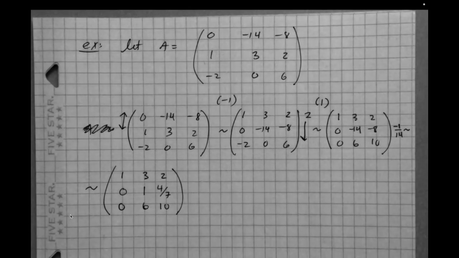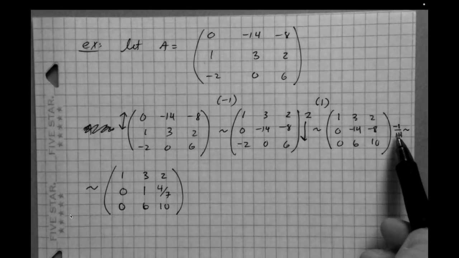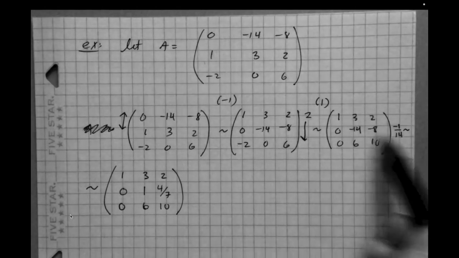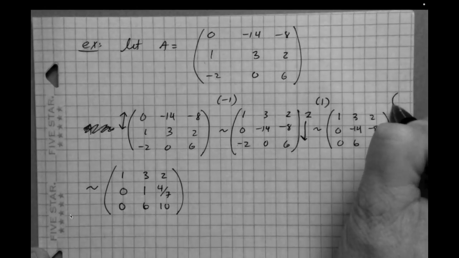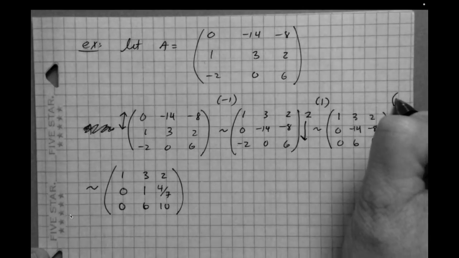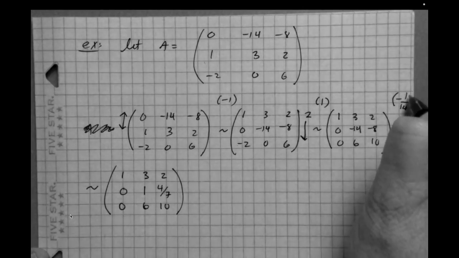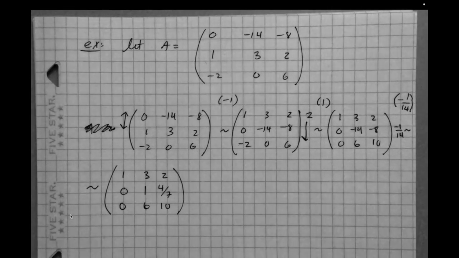Okay. And did we have to pay for that? Yeah, we do, right? That's going to be multiplication by a scalar, and so we have to actually multiply the determinant by the same scalar, so -1 over 14. Okay, so let's keep track of that.